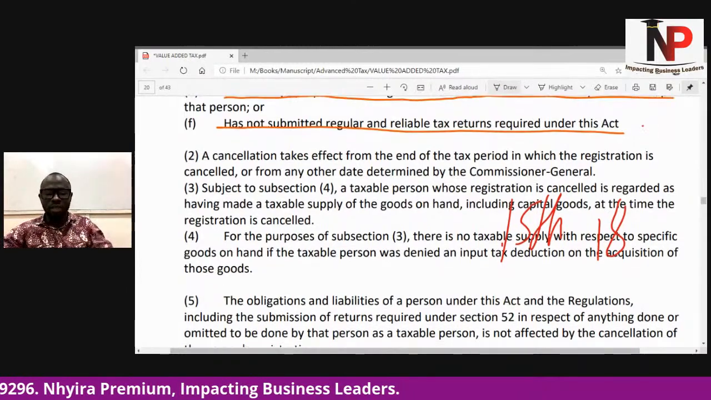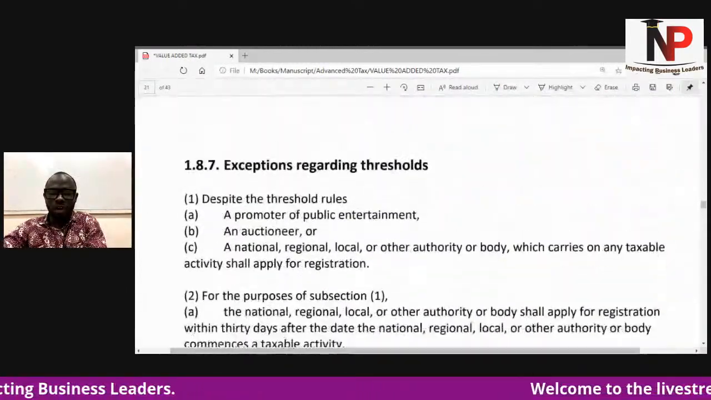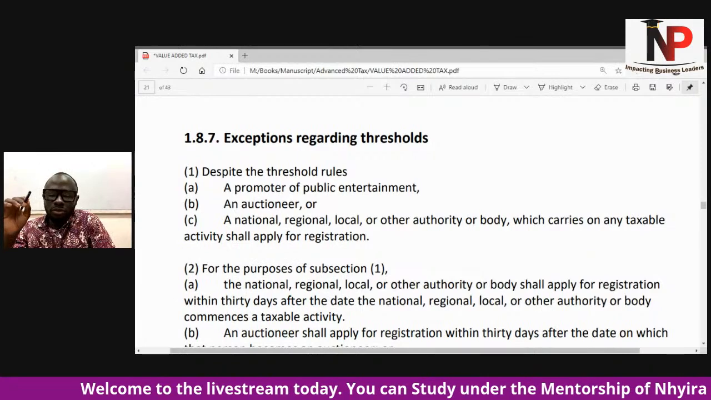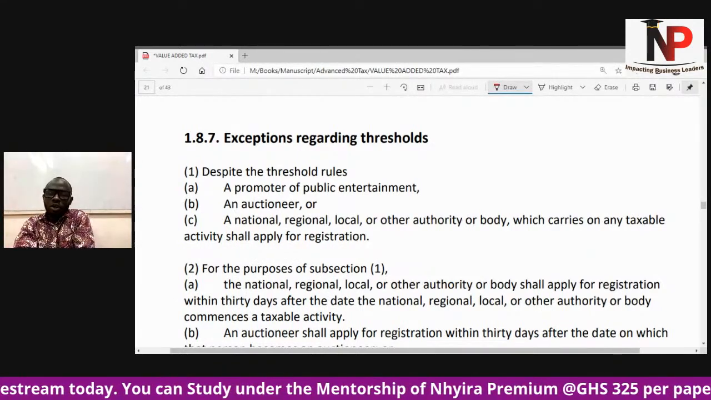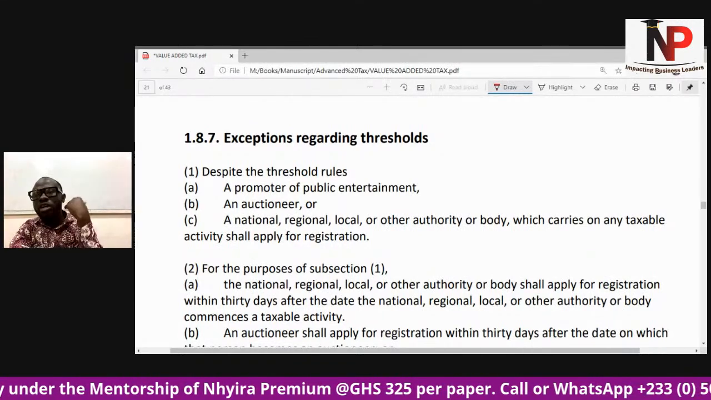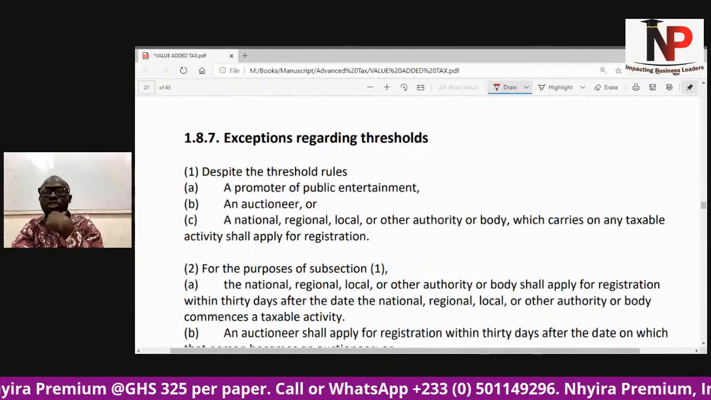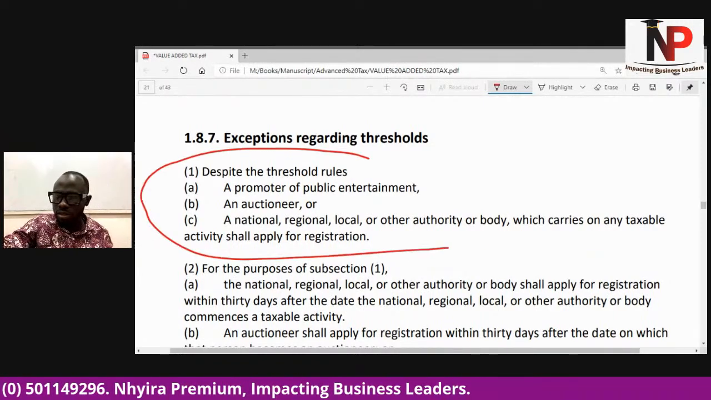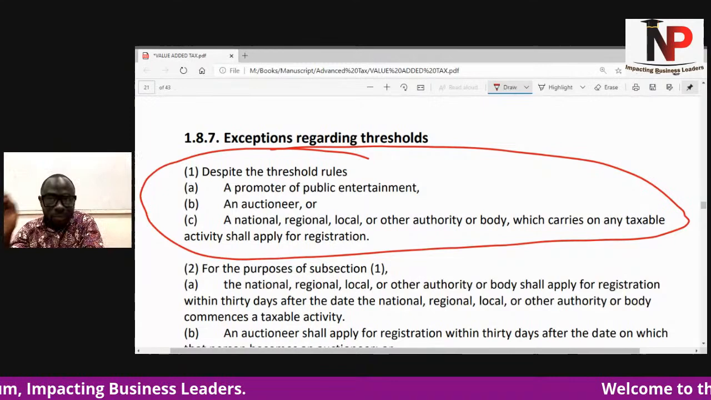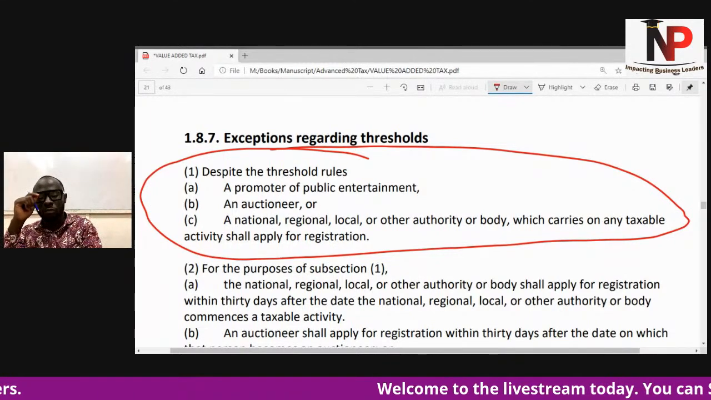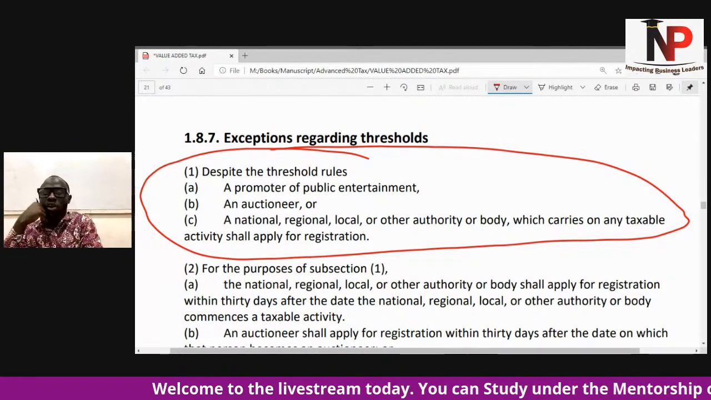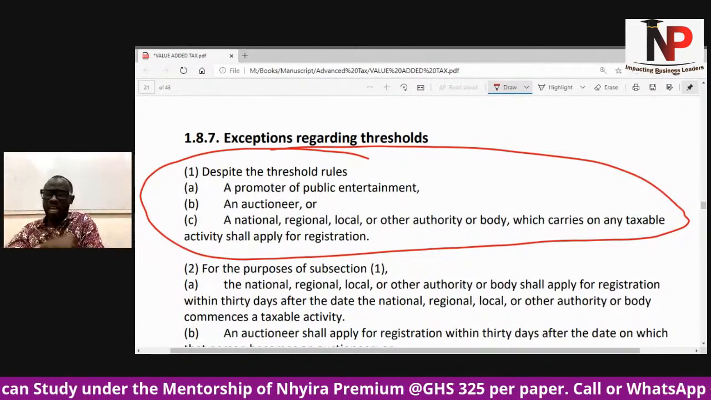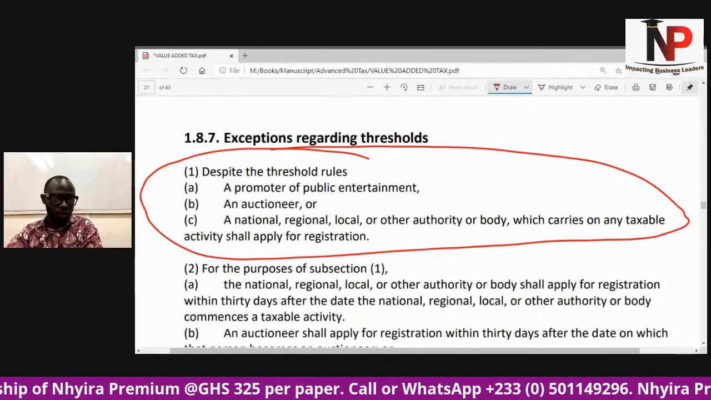So let's build up now, and then let's go to a couple of other things. Finally, let's talk about some special individuals who are required to register for VAT irrespective of the threshold rule. Despite the threshold rule, the following shall apply for VAT. Number one, a promoter of public entertainment. Number two, an auctioneer. Number three, a national, regional, or local authority or body which carries on any taxable activity shall also apply for registration.